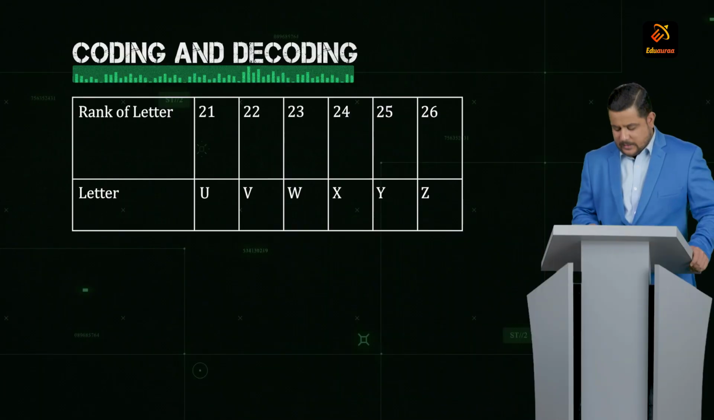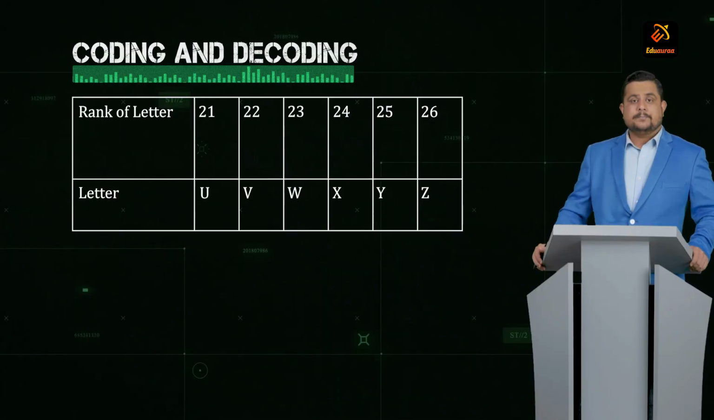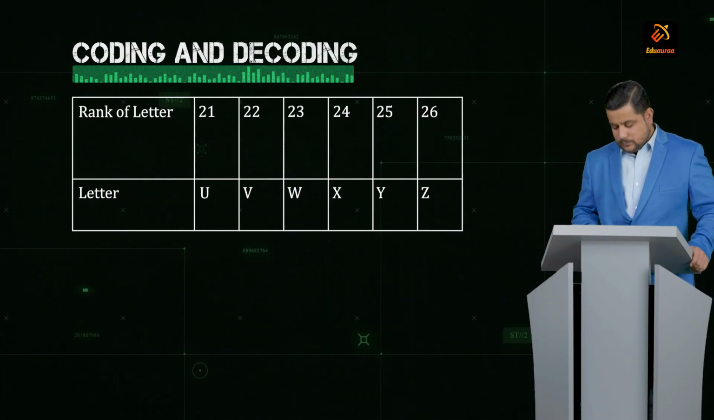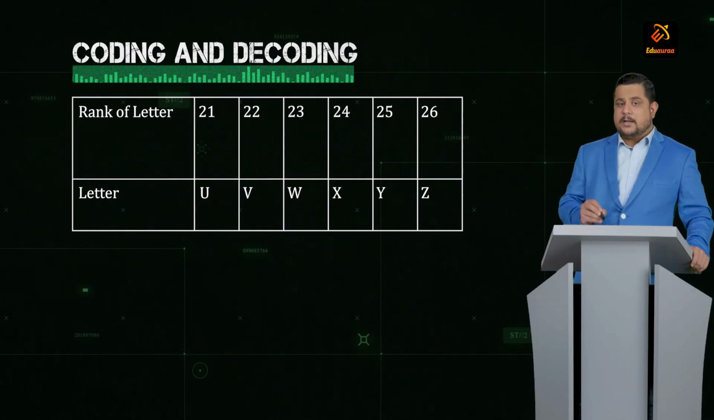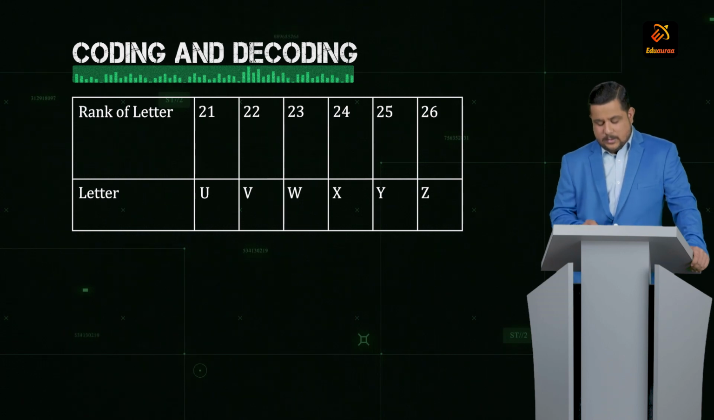Now, after W, which letter comes? X. And how many cuts can we make in 1 X? 4 X. So we can see 4 X in 1 X itself. How many partitions can we make? 1, 2, 3, 4. 4 cuts. Like this we can imagine. And 4 X is there, so it will be at 24th place.